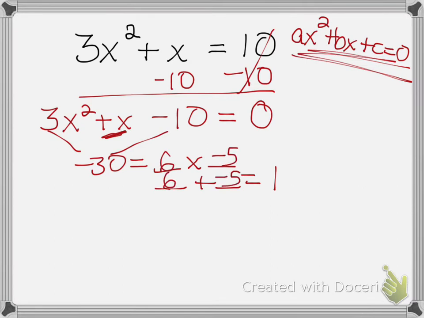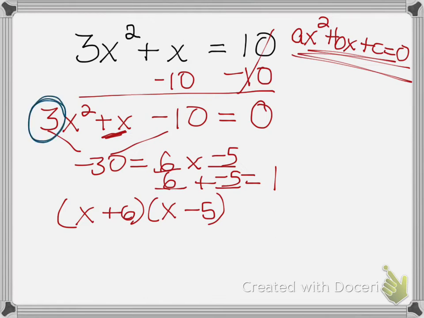So I'll go ahead and write it out in factored form. x plus 6, x minus 5. And then I will have to divide both of them by whatever my a is. And my a is 3, so I'll divide each one by 3. And 6 divided by 3 gives me 2. So in this parentheses, I'm going to have x plus 2.